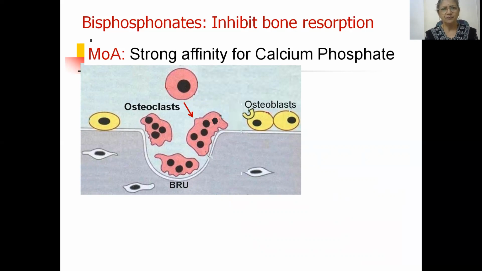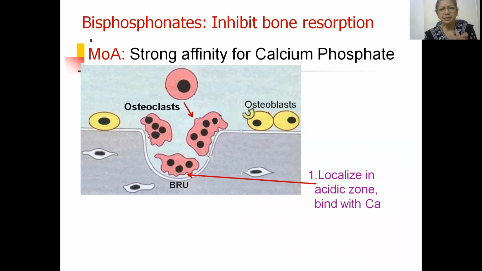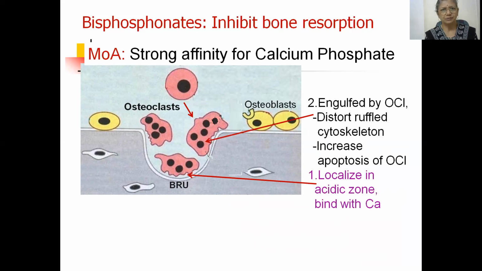They have a very strong affinity for calcium and phosphate, and therefore they get accumulated in the dug up pits where there is an acidic zone and lots of calcium and phosphate in the debris. So they bind with this calcium, and as we discussed, the osteoclasts dig it up and then engulf it. So even the bisphosphonates enter the osteoclasts along with this calcium when the debris is being engulfed. And once inside, they damage the cells.